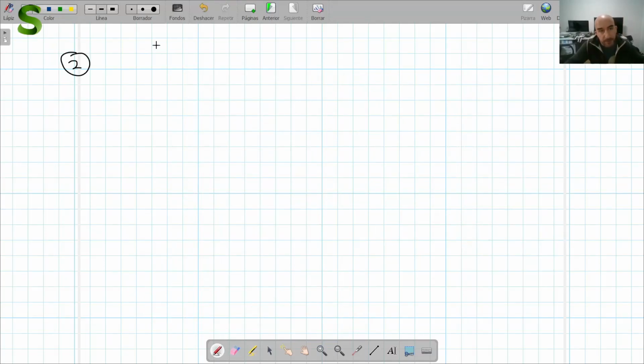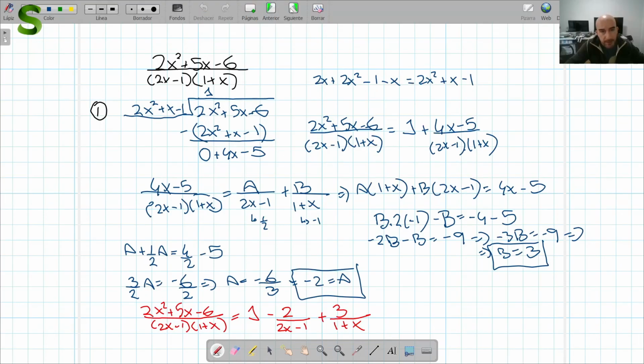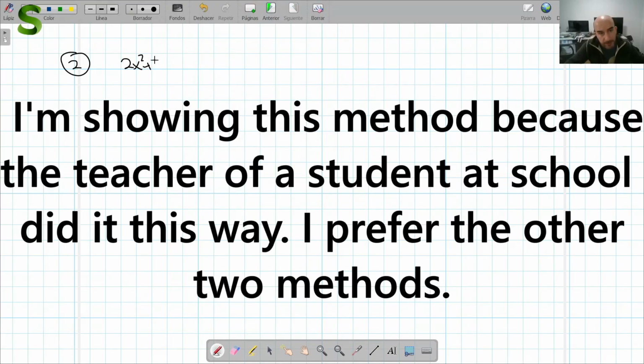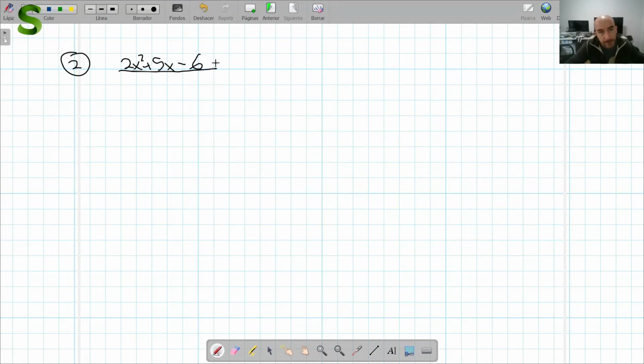Second method, it's similar, but we don't have to do the long division. We have 2x squared plus 5x minus 6 divided by 2x minus 1 times 1 plus x. So we know that we need to express two fractions. One is 2x minus 1. The other one is going to be 1 plus x. And the numerator has to be x squared. And it can't be with just a number here.